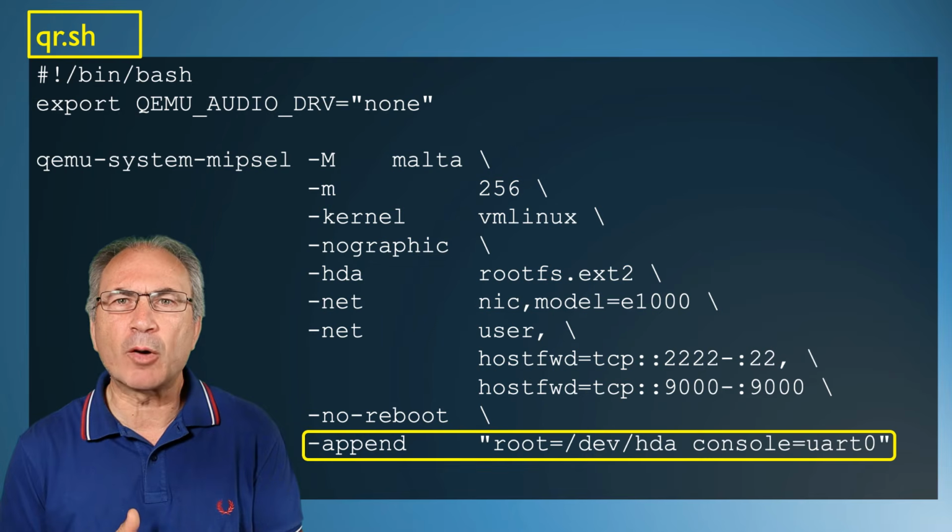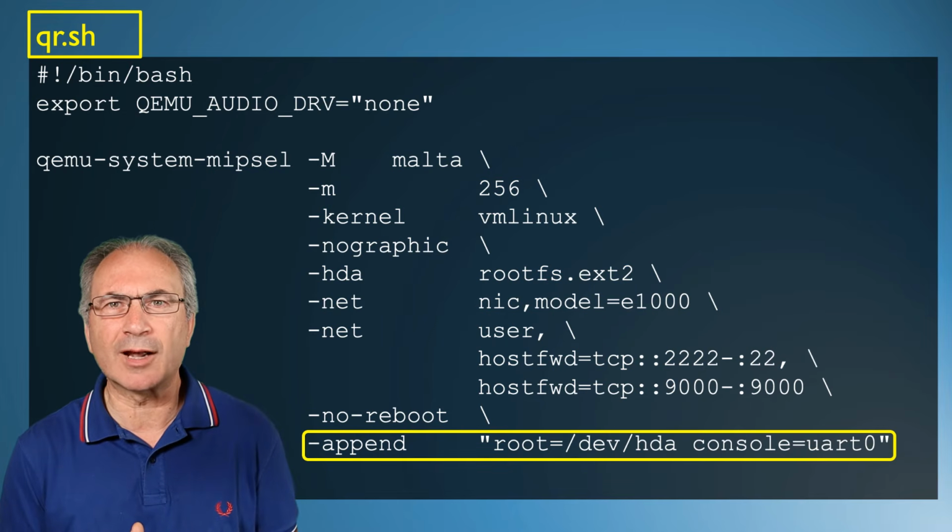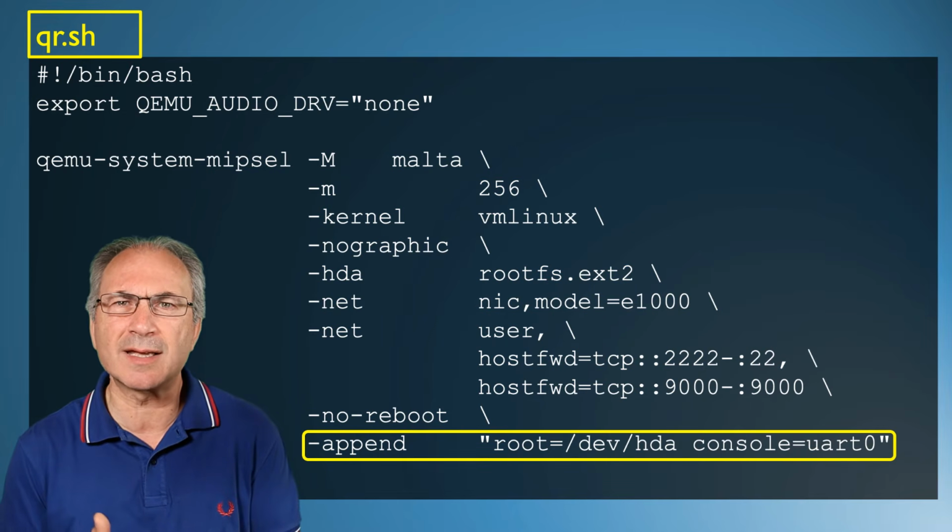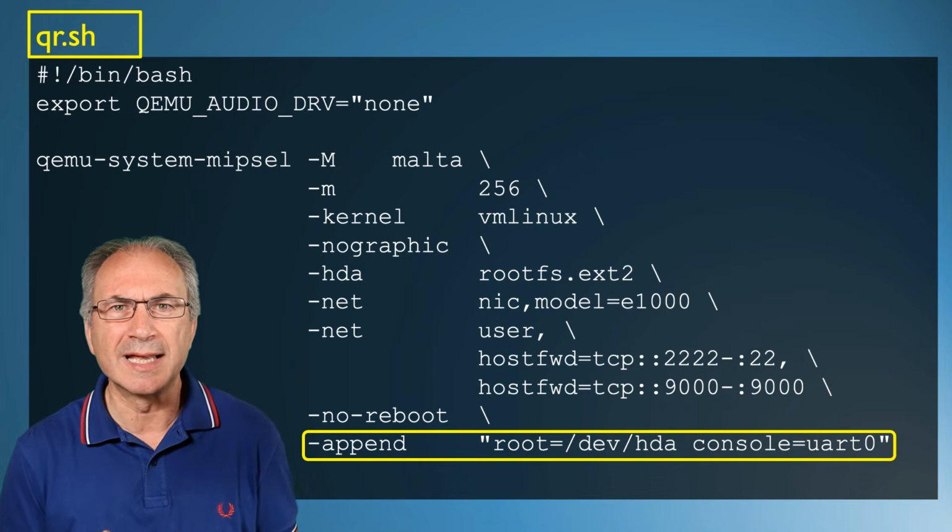The -append option is used to append a command line to the kernel in a similar way that the GRUB bootloader does on our desktop Linux. In this case, this tells the kernel to use the emulated hard disk as the root file system and to use the emulated UART as the serial console.